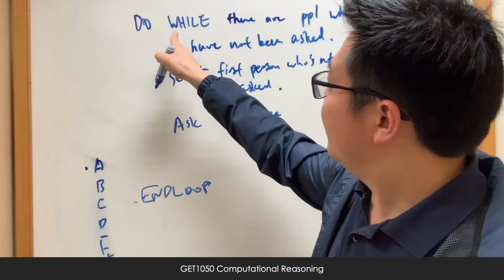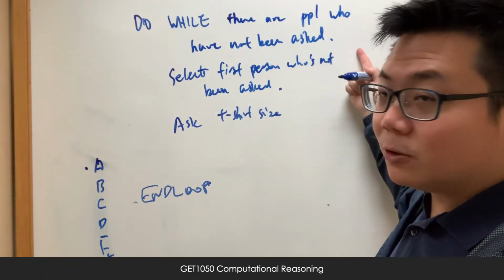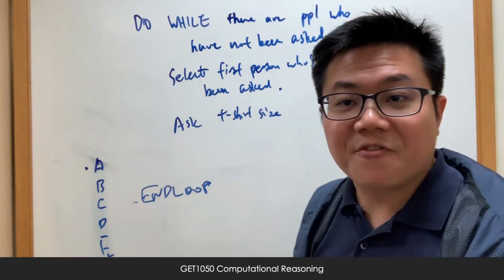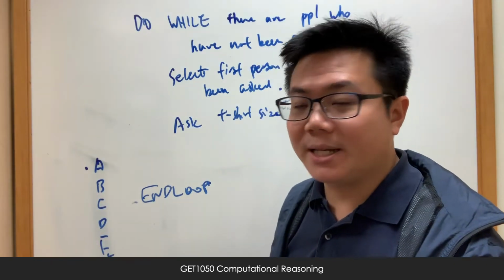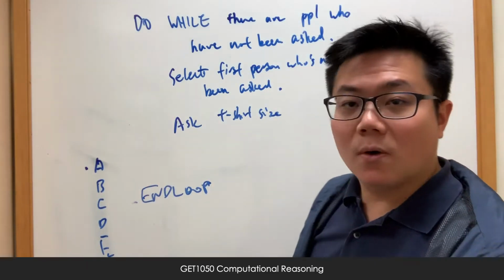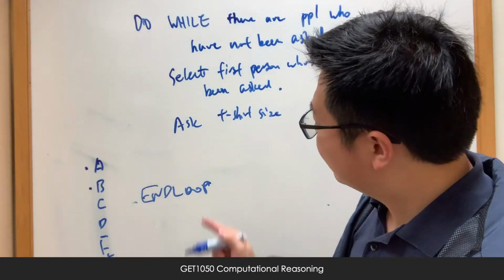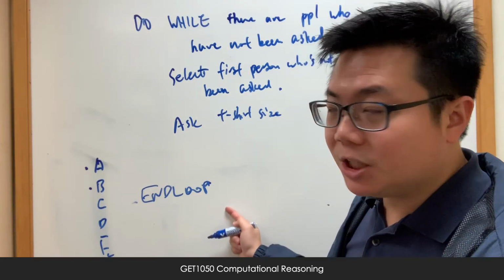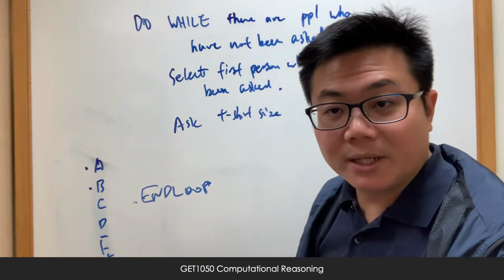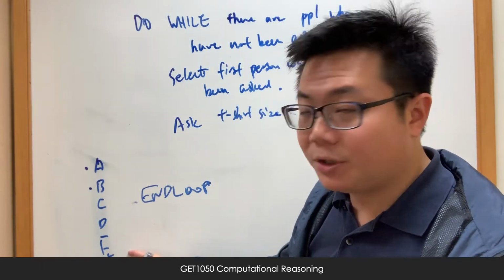Now, next one. Are there people who have not been asked? Have, right? 1, 2, 3, 4 haven't been asked yet. So select first person who has not been asked. So I dot. Then I ask, right? Okay, then we finish. Then we repeat. Are there people who have not been asked? Have, right? 1, 2, 3 haven't been asked yet.